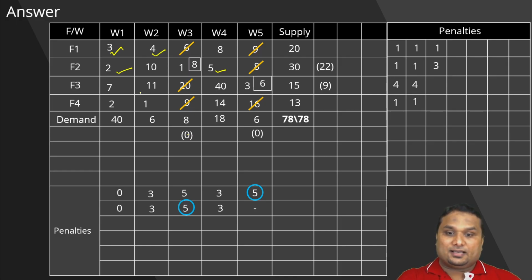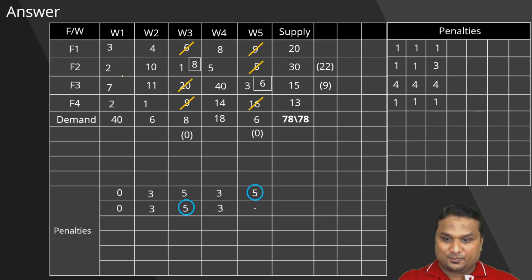Now here the lowest value is 7, the next lowest is 11. Earlier it was 3 and 7, now the 3 has got exhausted, so the values have changed, it is 7 and 11, the penalty is 4. Now the next is 1 and 2, the penalty is 1. So we have done the row penalty, and we got the values for the row penalty.